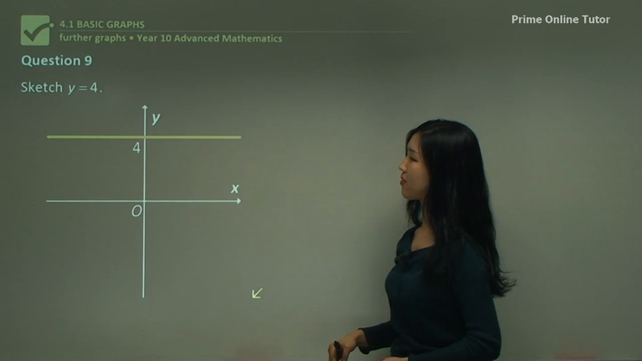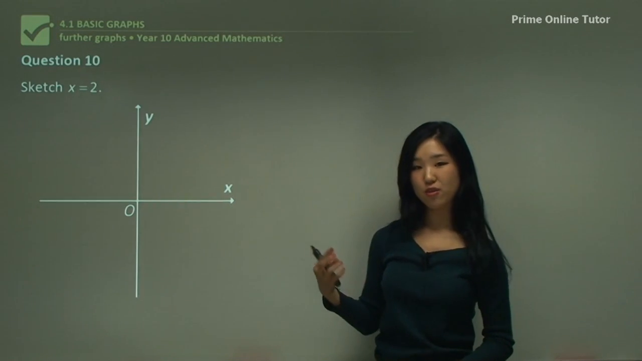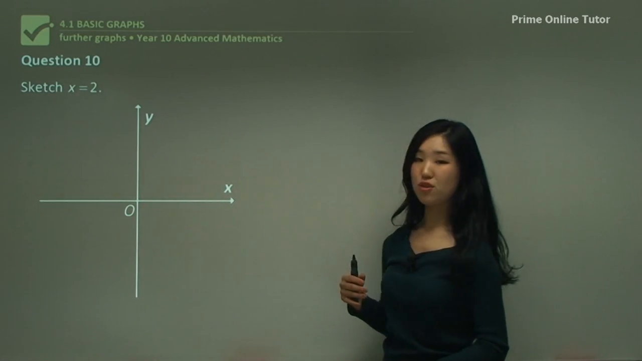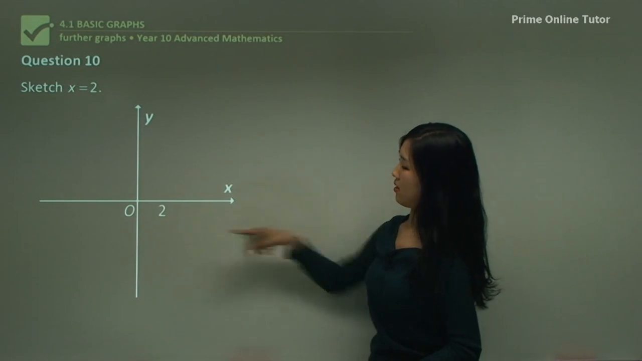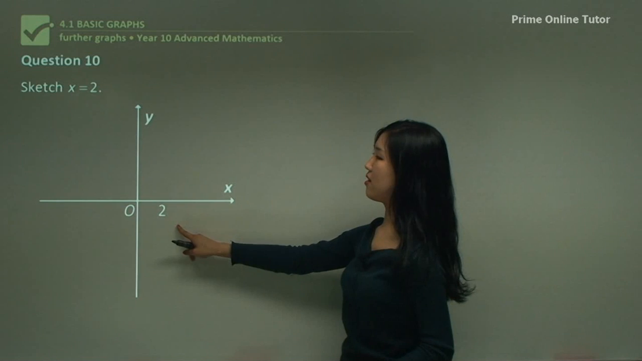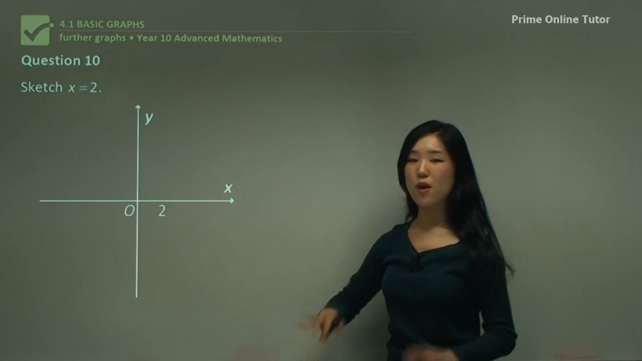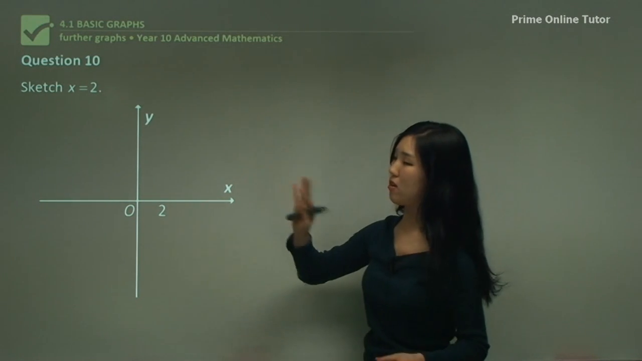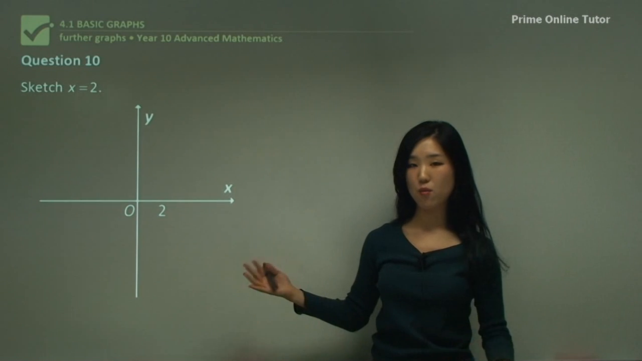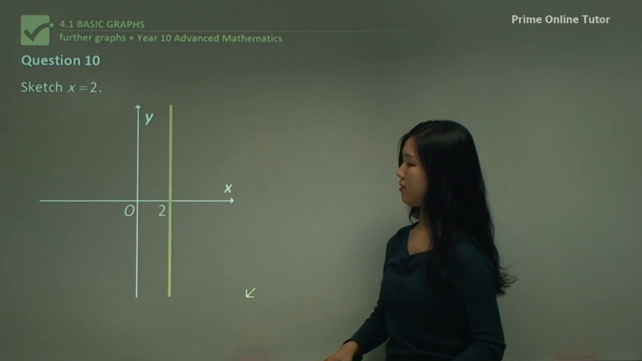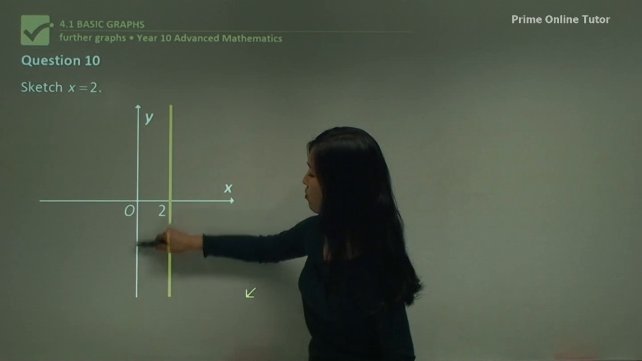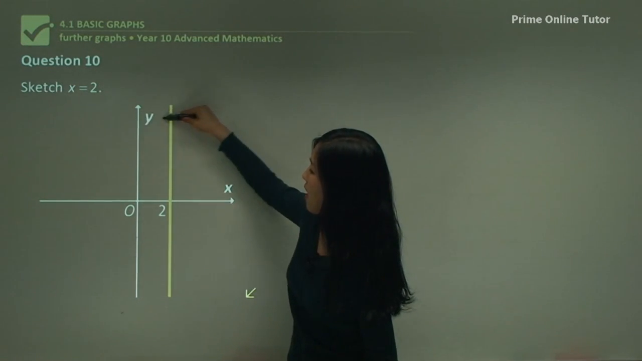Alright? Now in 10, we've got x equals to 2. Now where is x equals to 2, guys? Approximately on the x-axis. It's here, isn't it? So, x equals to 2 means whatever y is, there's no y, so we don't really care about what y is. So whatever y is, x will always be 2 no matter what. So it's going to be like that.